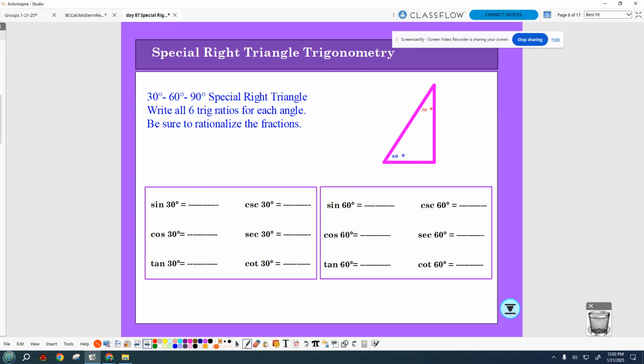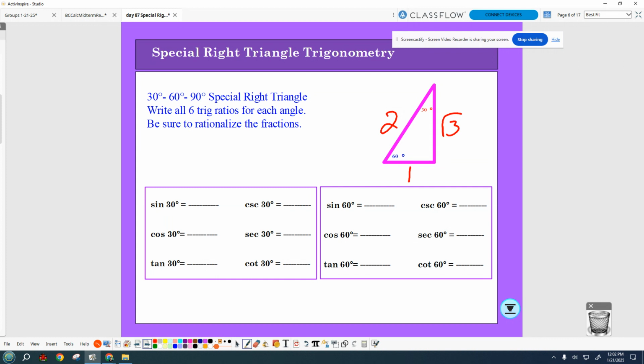The other one we created. Does anybody have it written down? Hosea, wake up. 1, there's square root of 3, and then 2. Okay, so you need to know those.